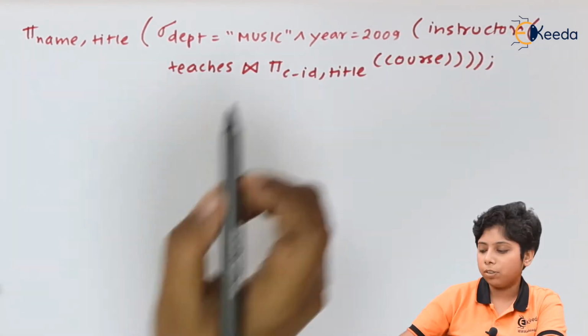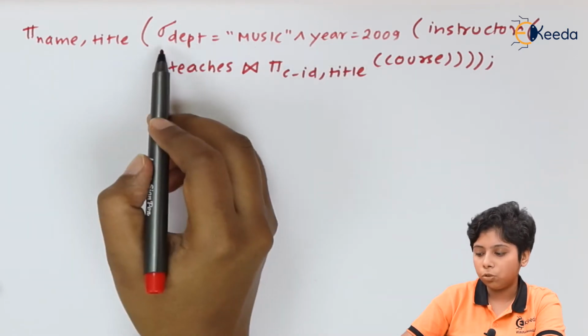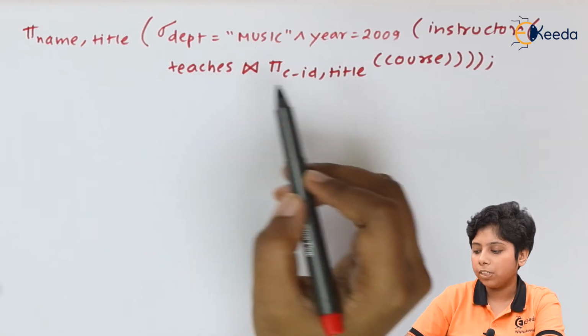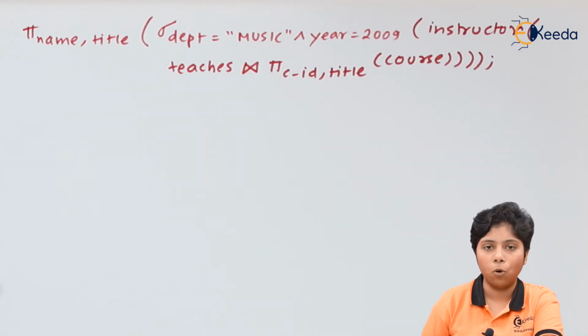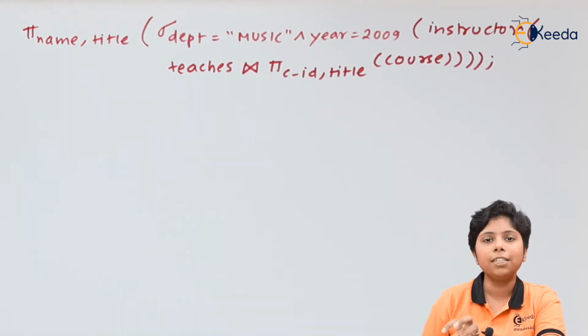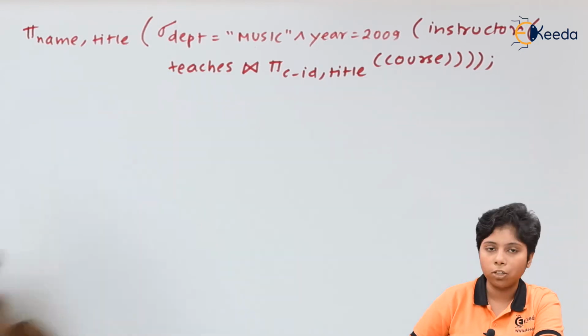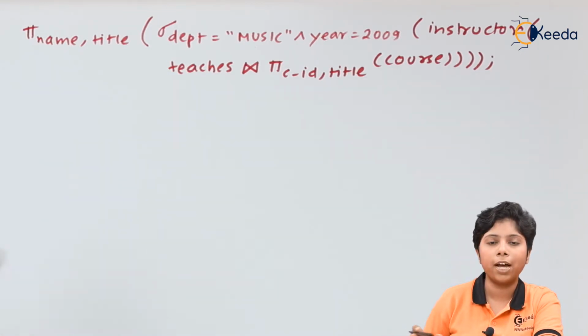Now see, we have used that L1 conjunct with L2, that is a selection that we are making with the instructor joined with teachers and the projection on the course. So here we can apply the rule of associativity on this natural joining on a selection. So we can break this instructor theta join with the teachers and course into the teachers and course, along with the instructors that is selected over the conditions department name music and year 2009.